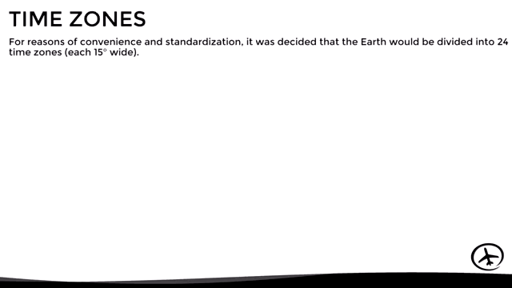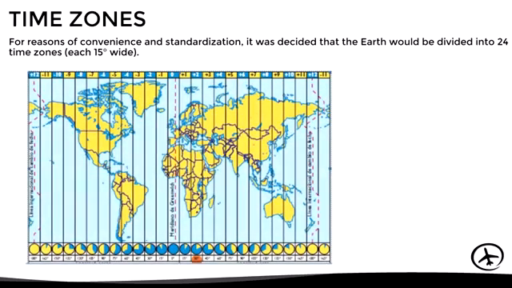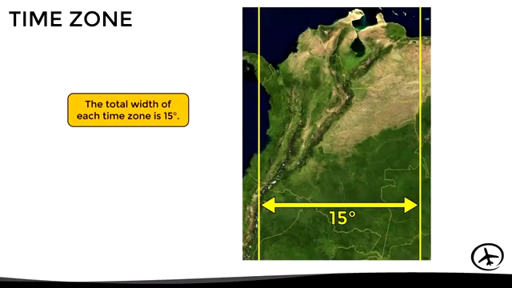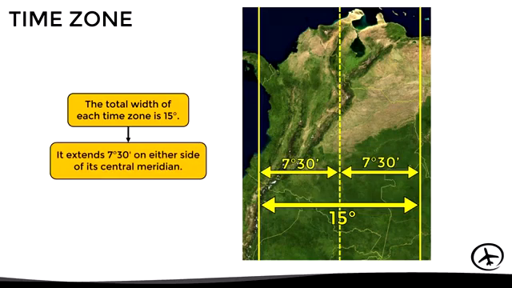So, for reasons of convenience and standardization, it was decided that the Earth would be divided into 24 time zones, each 15 degrees wide, and as we know 15 degrees equals to 1 hour, so each time zone differs by 1 hour. This way, the total width of each time zone is 15 degrees, which means that it extends 7 degrees and 30 minutes to either side of its central meridian.